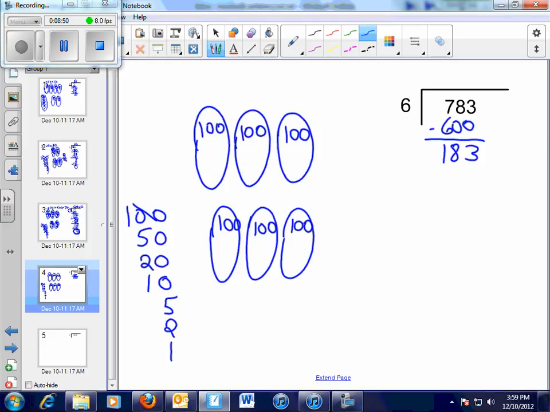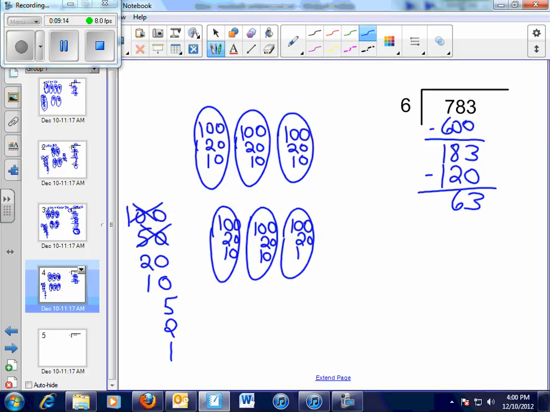I can't do 100 again. I can't do 50 again. That would be 300. I can do 20 in each group. And that gives me 120. I subtract again, and I get 63. I'll put 10 in each group. Make sure to cross out my 20 that I'm done with. And I'll use 10 in each group, and that gives me 60. I subtract, and I get 3.